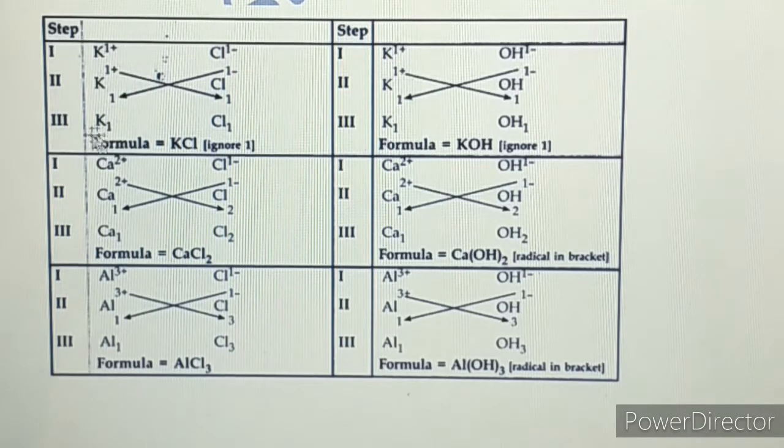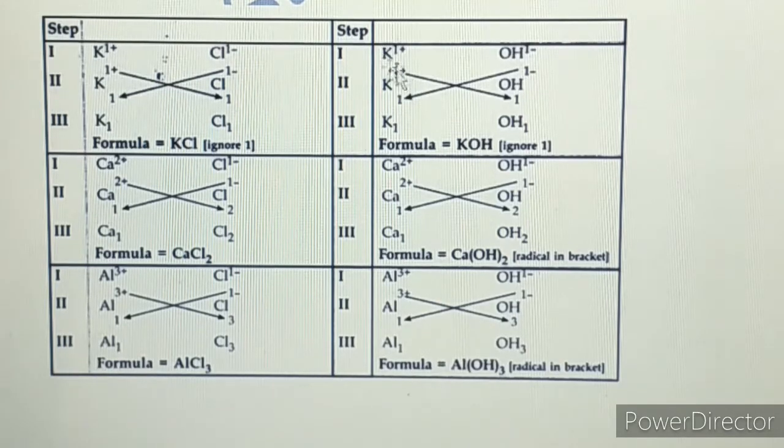Now the formula becomes what? K1 and Cl1. Now 1 and 1, in maths also, you know that anything divided by 1, anything multiplied by 1, remains the same. So 1 and 1 will cut and the formula becomes what? KCl. Ignore that 1, children, and the formula will become KCl, and it is the formula of what? Potassium chloride.